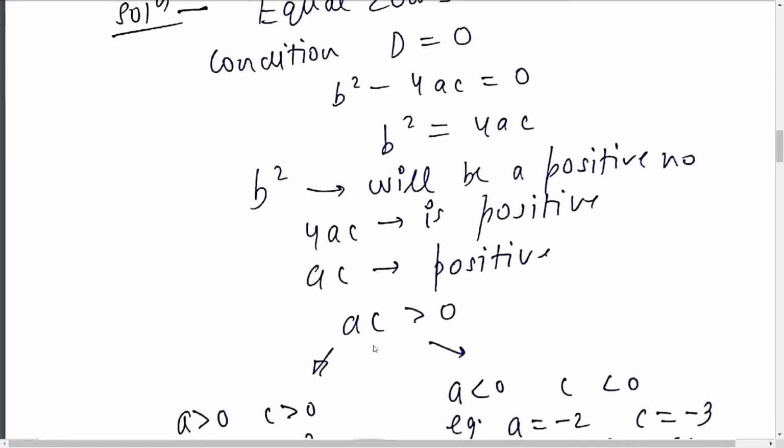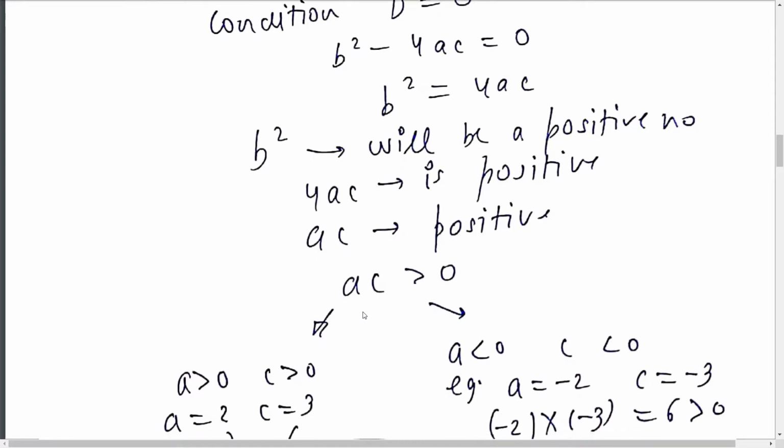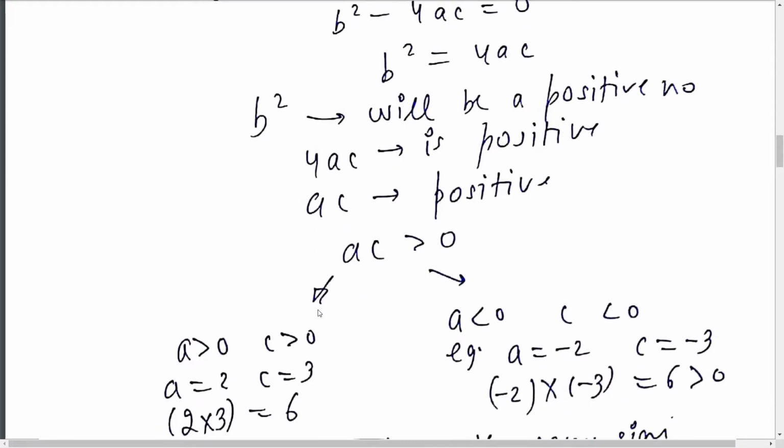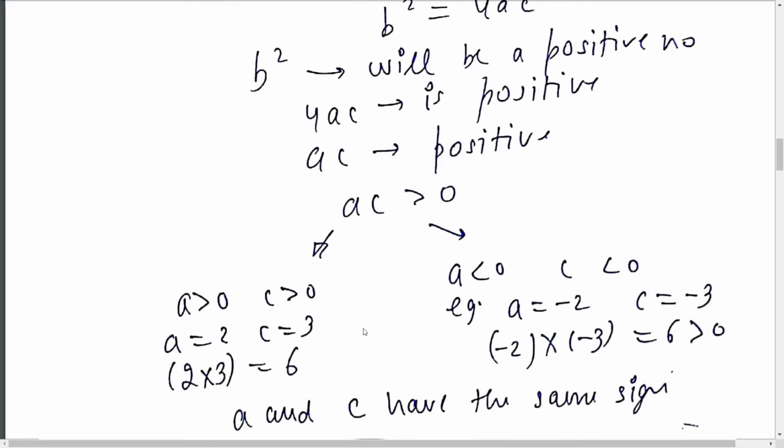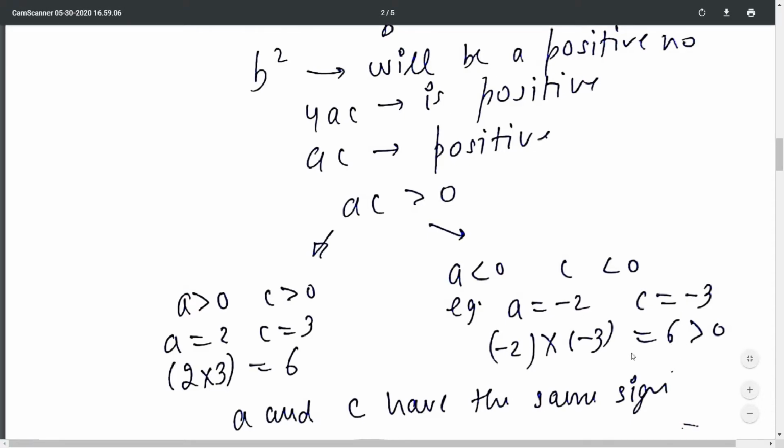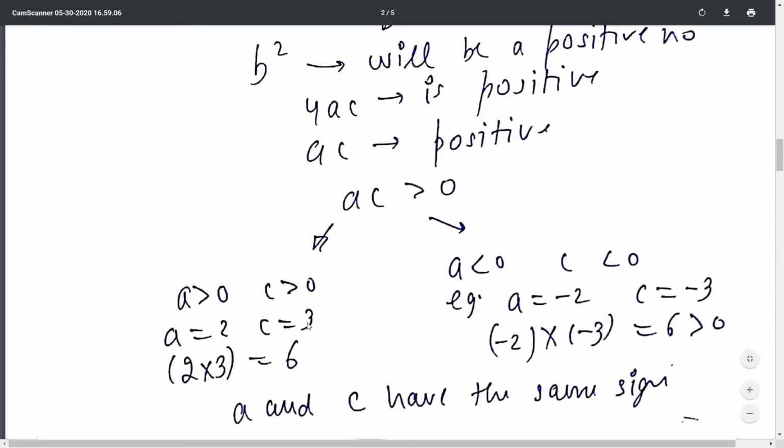So ac is positive, then 2 cases arise. Both a and c are greater than 0 and both a and c are less than 0. These are 2 separate cases. Let's deal with it independently. Suppose a is greater than 0 and c is greater than 0. I'll take an example. a is 2, c is 3, suppose. So 2 into 3 is 6. So ac is greater than 0 when both are greater than 0. Or both are less than 0. Suppose a is -2 and c is -3. So -2 into -3 is +6, which is greater than 0. So these 2 cases are possible.